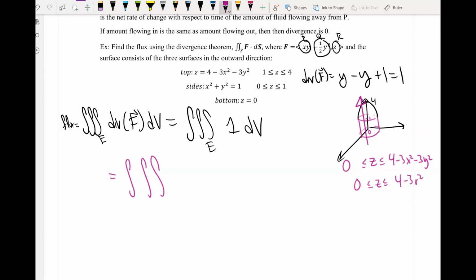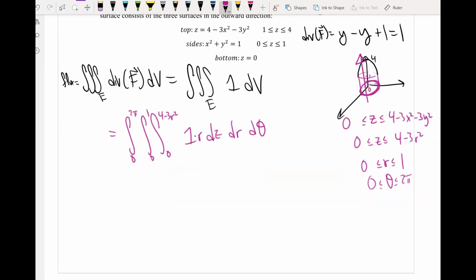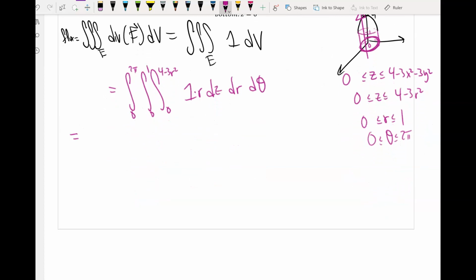Now let's take a look at the radius. The radius is just going from 0 to 1, because it's a circle from 0 all the way to 1. Then our theta value will be from 0 to 2 pi. So we have z from 0 to 4 minus 3r squared, r from 0 to 1, and theta from 0 to 2 pi. The divergence is 1, and this is dz dr d theta. Because we have converted to cylindrical, we need to make sure that we multiply by r.